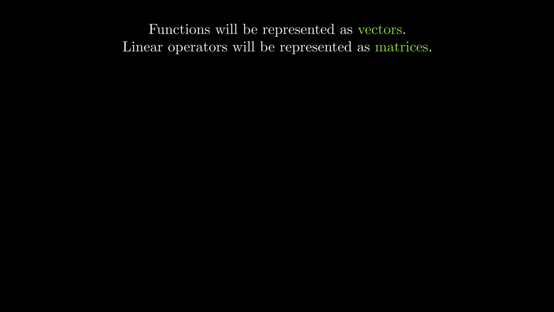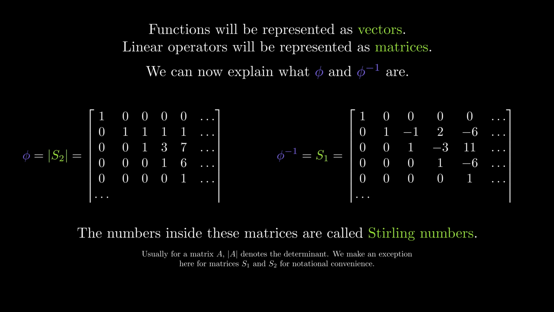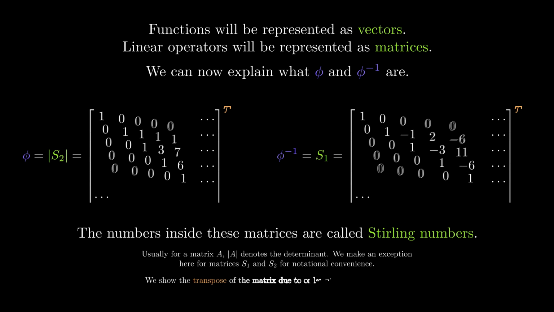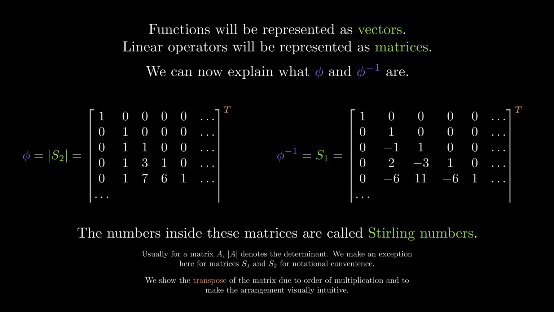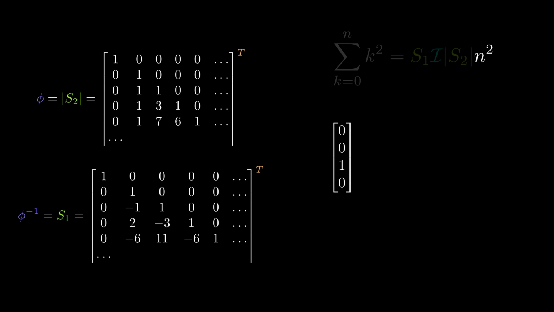Now that we understand functions as vectors and linear operators as matrices, we can now present phi and its inverse, which will also motivate the better names we will give them. Phi and inverse phi look like this, where the numbers inside are called Stirling numbers. Let's go back to the example where we found the summation for k squared. Remember our strategy. We first send it to the continuous world, then take the integral, then send it back to the discrete world. Here is the vector for n squared.